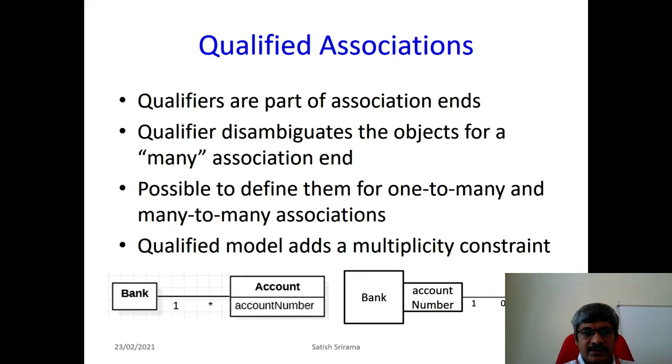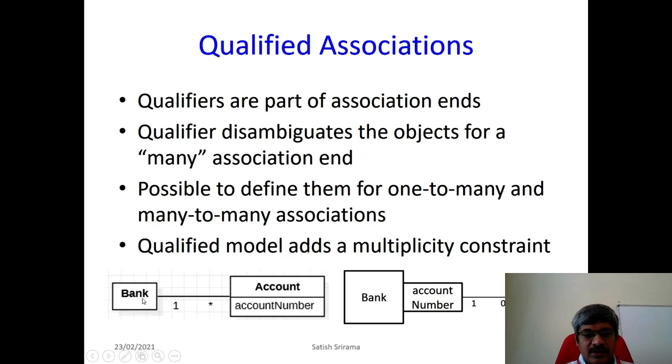Then let's look at the next feature, which is qualified associations. Qualifiers are part of association ends. Think about this situation: you have a bank as a class, and an account, and each account has an account number as an attribute. Each bank will be associated with multiple account numbers. Qualifiers basically disambiguate the objects for a many association end.